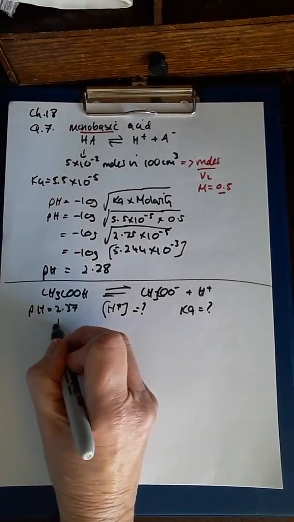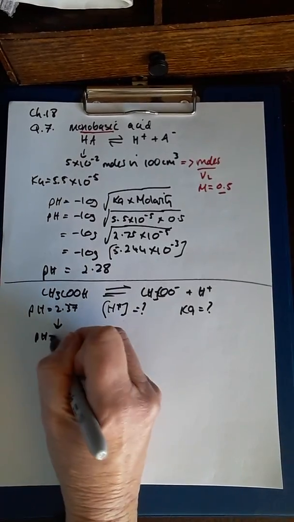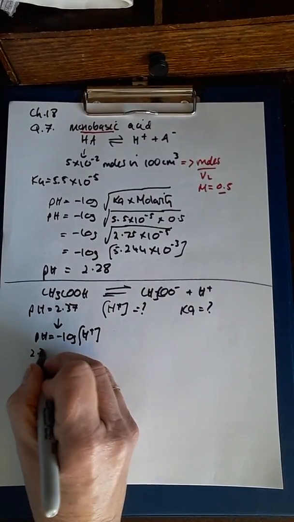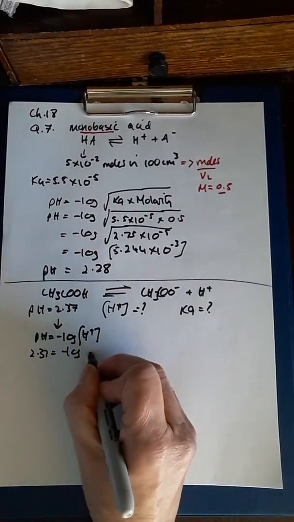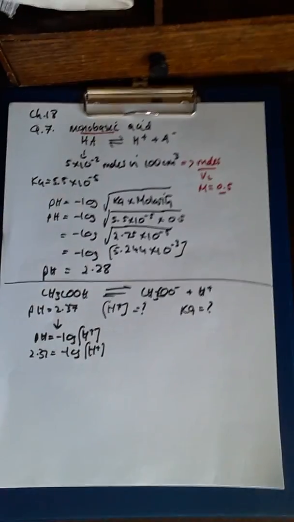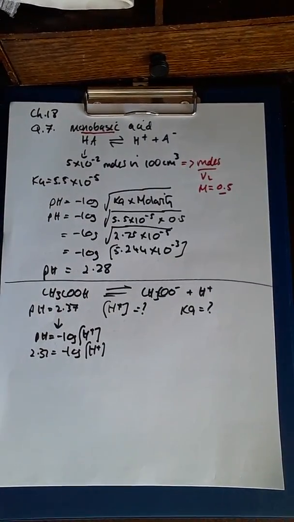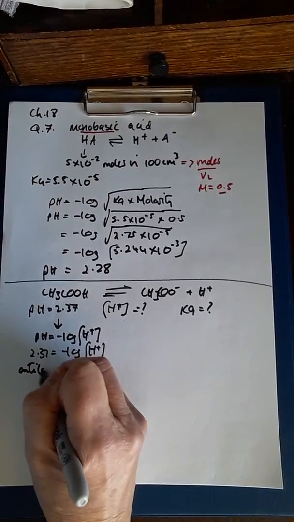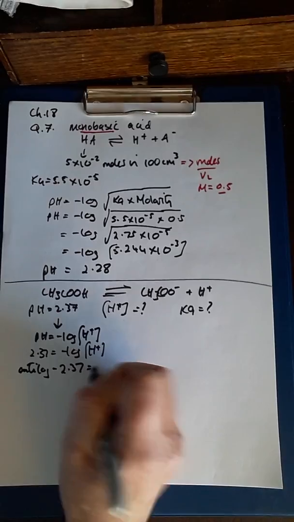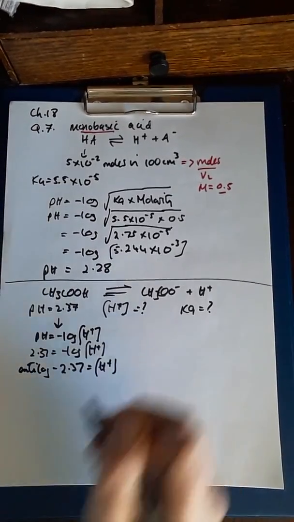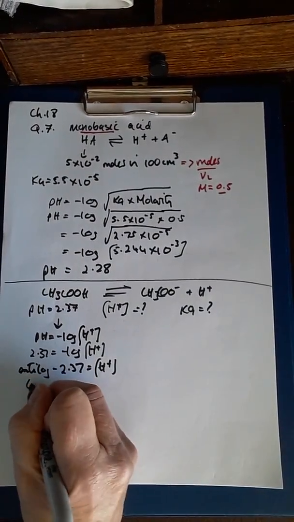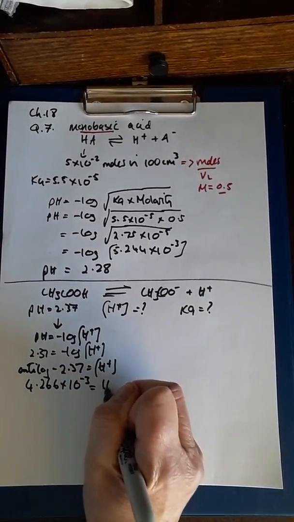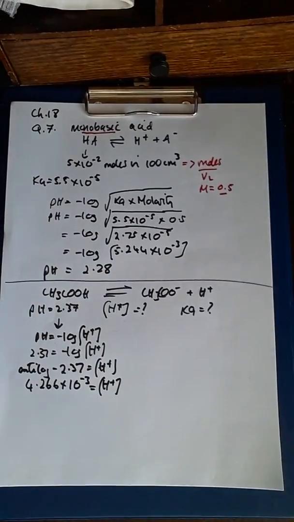Now we know what pH is. pH is minus the log of the H plus concentration. I know what the pH is. It's 2.37 is minus the log of the H plus concentration. So that means that the antilog of minus 2.37 is equal to the H plus concentration. And when I hit that in, I get 4.266 by 10 to the minus 3. So that's my H plus ion concentration.